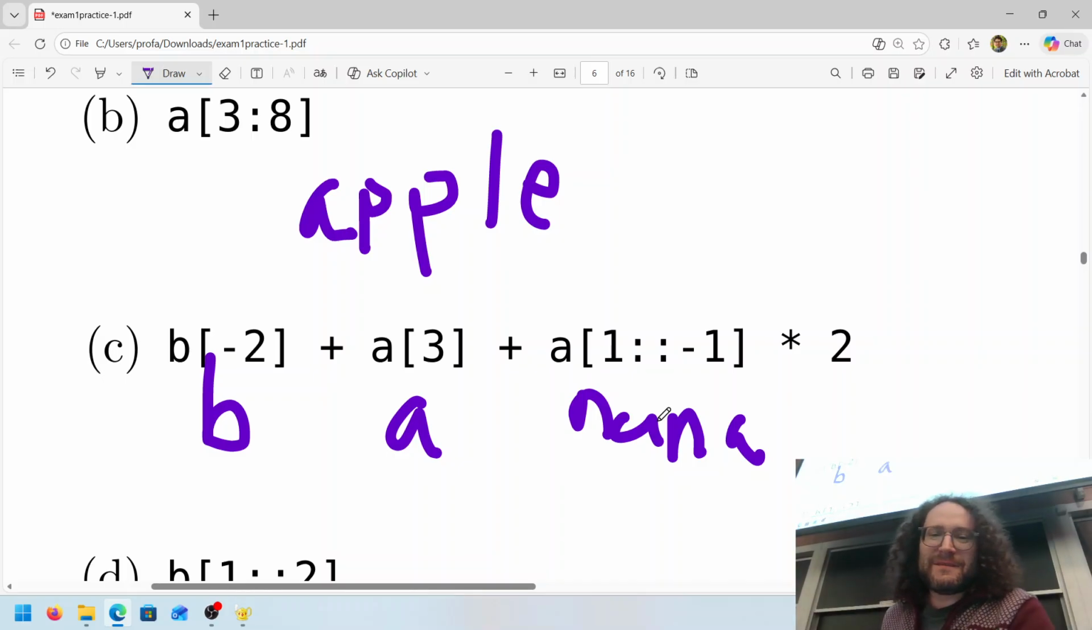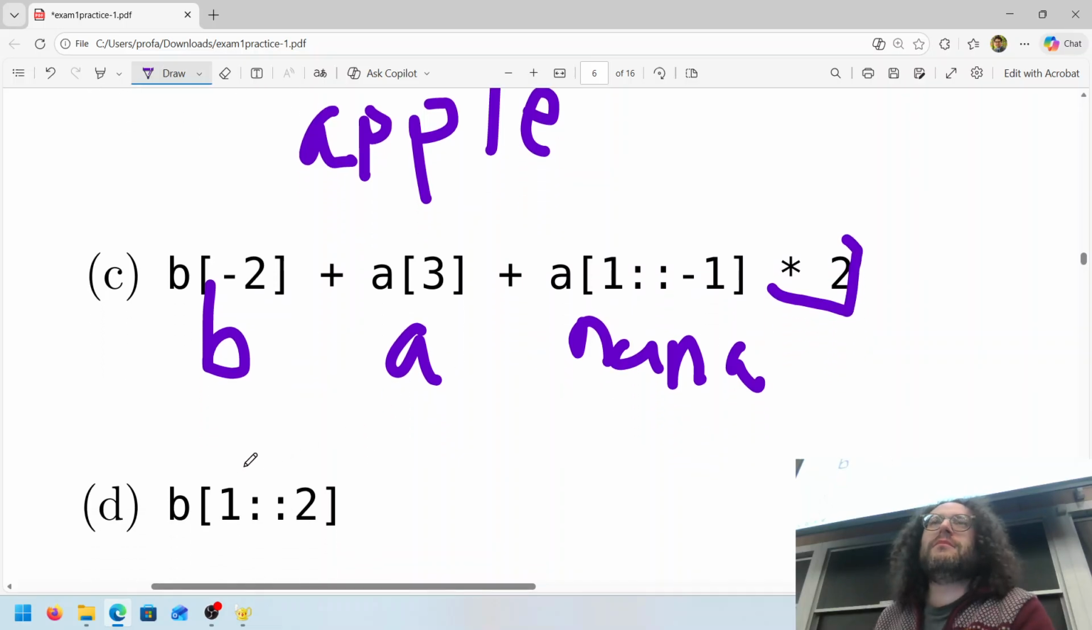Okay, yes. I'm sorry, can you explain one more time how that last one works, like the one double colon and then the negative one? Let me do the next one and see if we need to go back there.